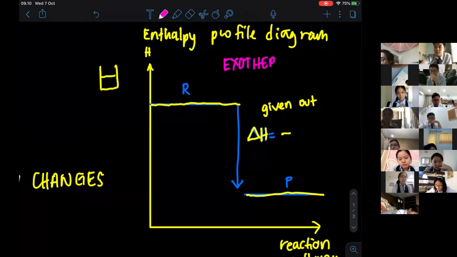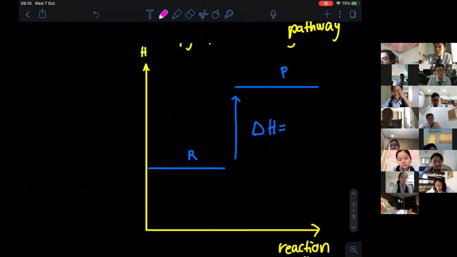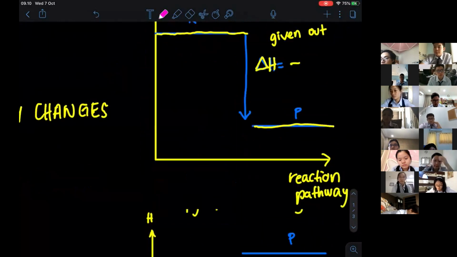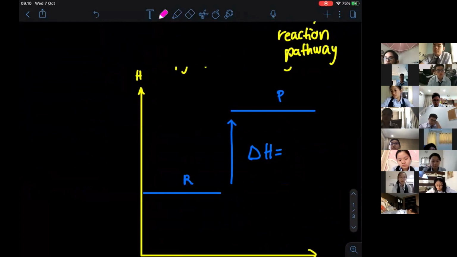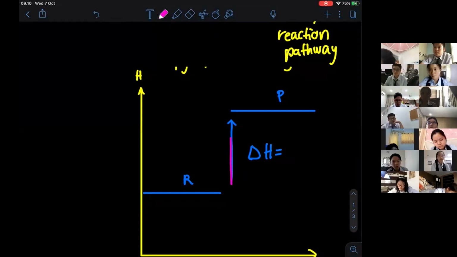The same thing, if you look at another diagram, the difference is that you have the reactants at the lower energy, and then the product, after they react, becomes a higher energy. So what happens here is the energy is going to be taken in, or absorbed.